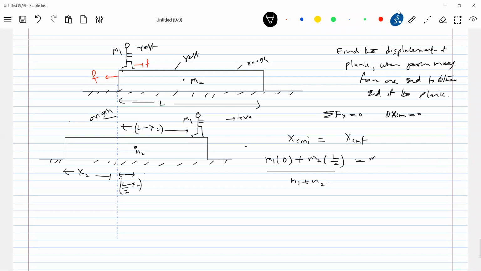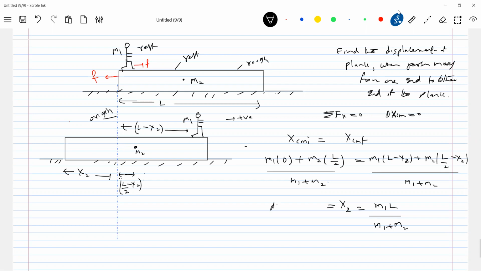A person at what distance will be L minus X2. What about the center of mass of plank? Center of mass of plank is at a distance how much? L by 2 minus X2 by total mass M1 plus M2. So M1 plus M2 denominator get cancelled. So M2 L by 2 in the numerator. So finally, when you solve it, I'll get the displacement of plank equal to how much? M1 L by M1 plus M2.